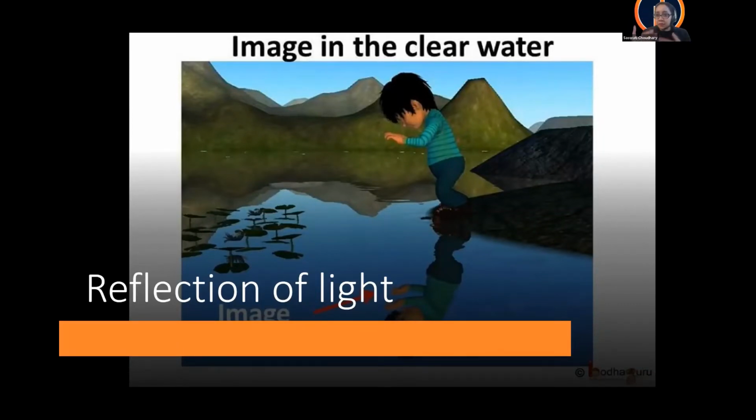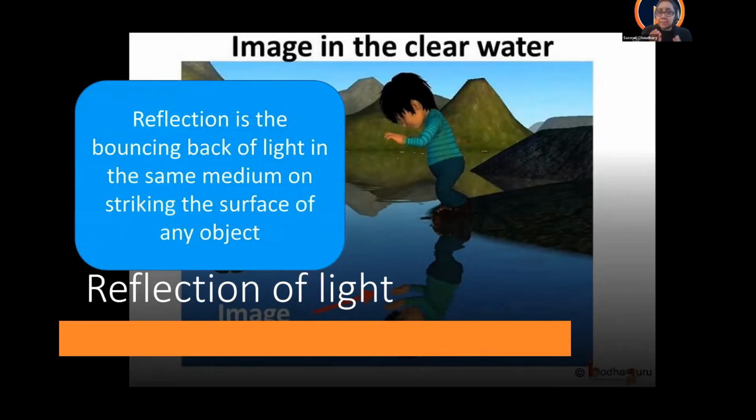So a process of reflection is going on. You must have heard of it in your younger classes. We know that reflection is the bouncing back of the light in the same medium on striking the surface of any object. So it doesn't have to be a mirror. In order to see an object, the reflection of light is taking place. So reflection is the bouncing back of the light in the same medium.